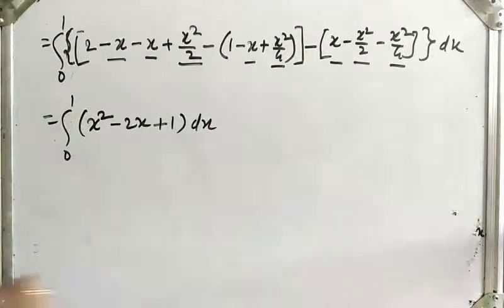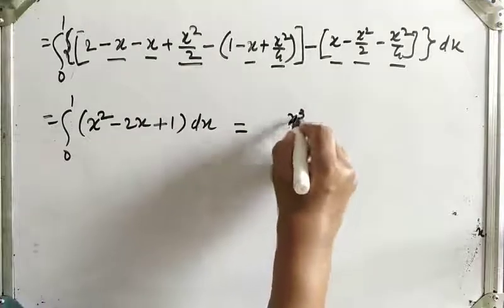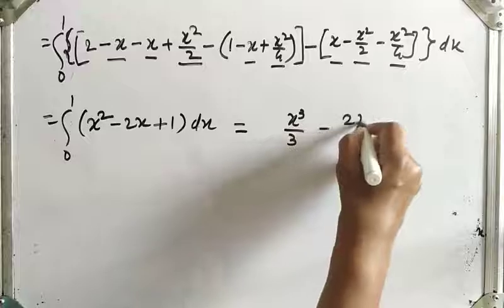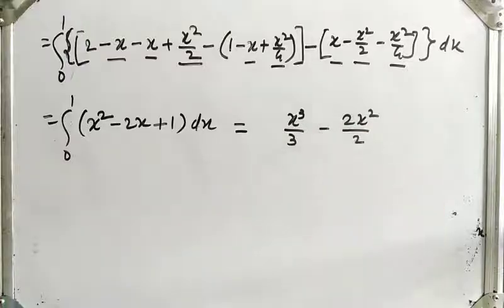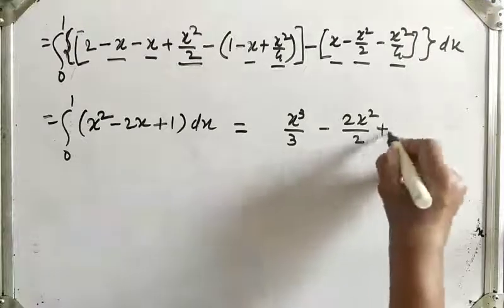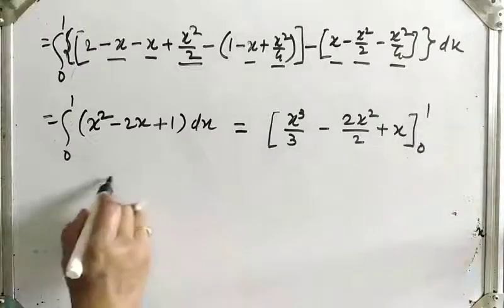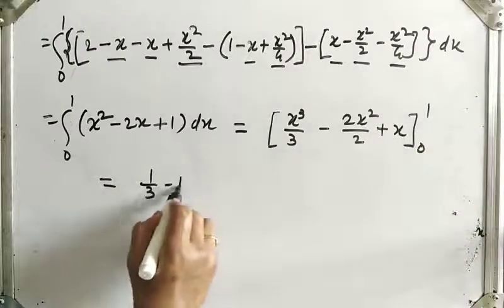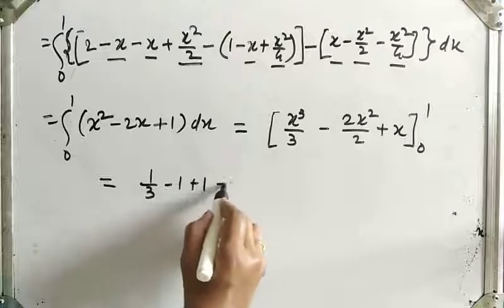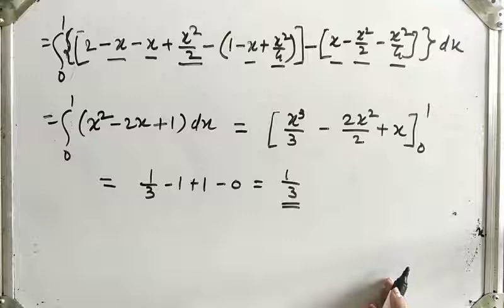dx. Integrate with respect to x now. x cube by 3 minus 2x square by 2 plus x with limit 0 to 1. So let us apply limit: 1 by 3 minus 1 plus 1 minus 0. So our answer is 1 by 3. Required volume is 1 by 3.